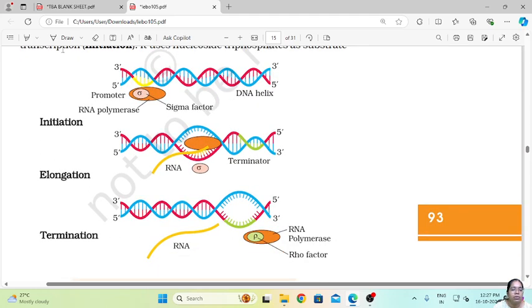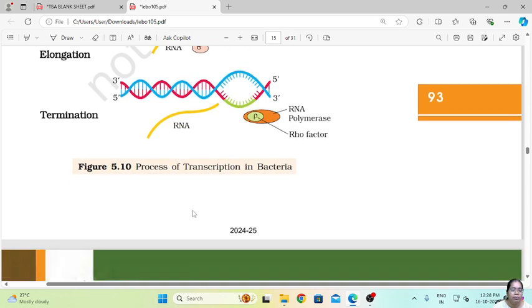So this is about the process of transcription. This is the initiation step wherein the RNA polymerase binds to the coding strand, and then the sigma factors bind, and then it starts the process of elongation, that is new RNA formation, where new complementary nucleotides are added and you get a new strand. Once the polymerase reaches the terminator site of the DNA, the rho factor binds to the RNA polymerase, which helps in the release of the newly synthesized RNA strand.